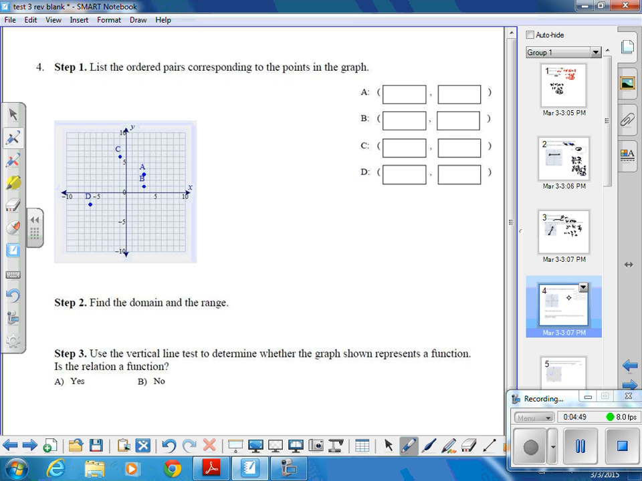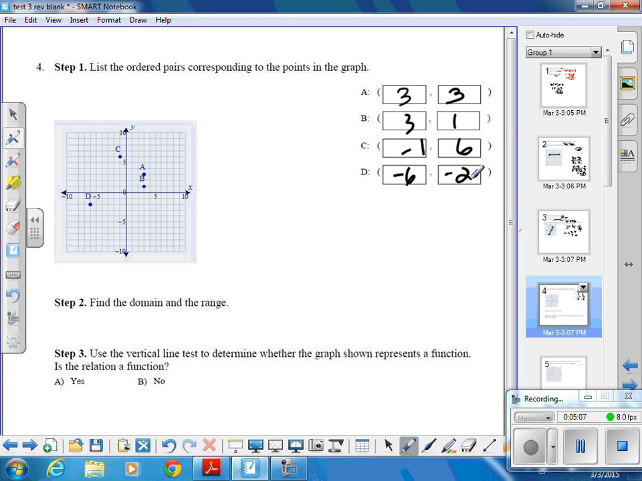Alright, the next one here says, list the ordered pairs corresponding to the points in the graph. So take a good look at these points and try to do them. I'm going to go ahead and just write what they are. A is at 3, 3. B is at 3, 1. C is at -1, 6. X is at negative 6, comma negative 2.